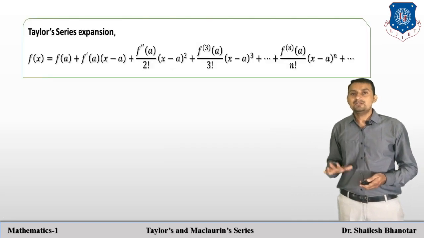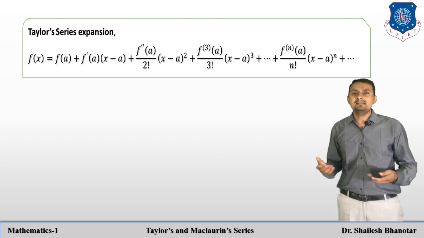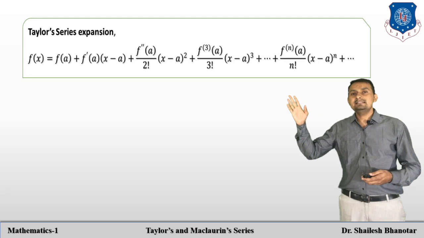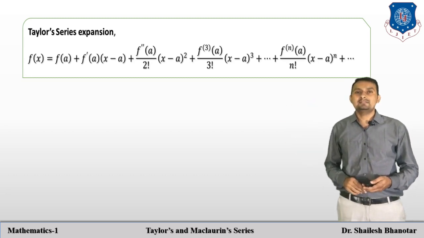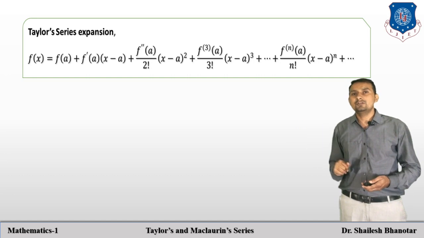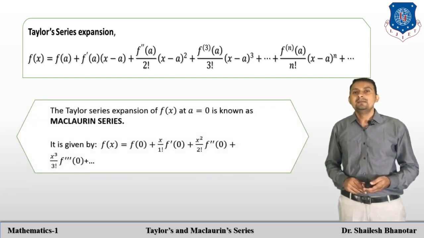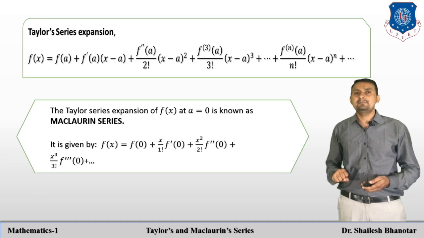Today we are going to discuss the Maclaurin series. So the first question is how we can get the Maclaurin series. We have already discussed that if the Taylor series expansion about a equal to 0, then it is going to be the Maclaurin series. So just put a equal to 0 and the form will be f of x is equal to f of 0 plus x divided by 1 factorial f dash at 0 plus and so on. This is the Maclaurin series representation, and we will keep it in mind.